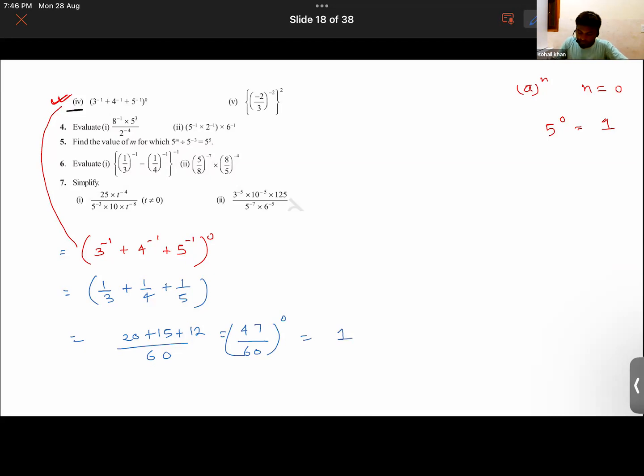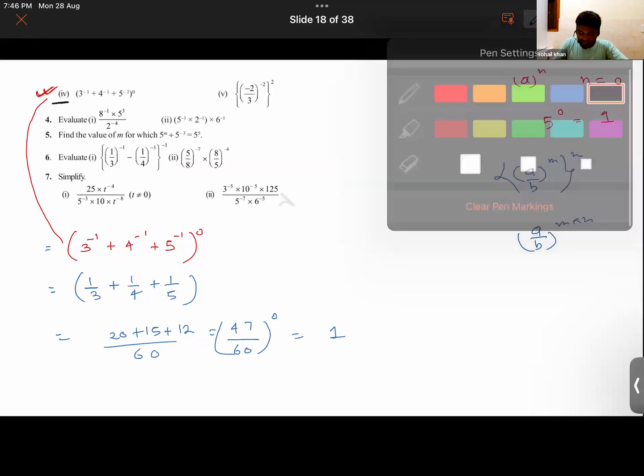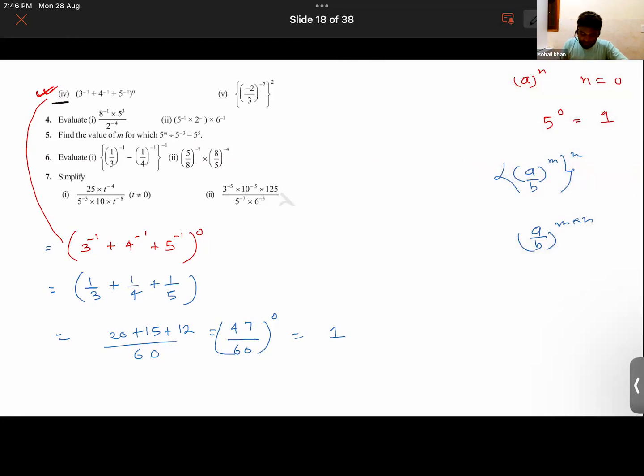The second one is also easy. If you have a value like this, a upon b raised to the power m, and the whole value is raised to the power n, then simply the exponents get multiplied here, right? So that also you guys can solve yourself. Now, see other questions. Any other questions you guys would like to discuss?